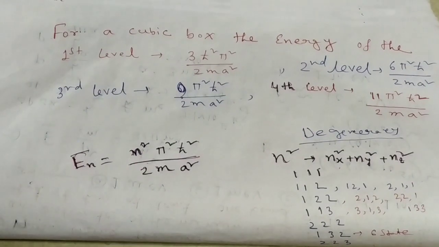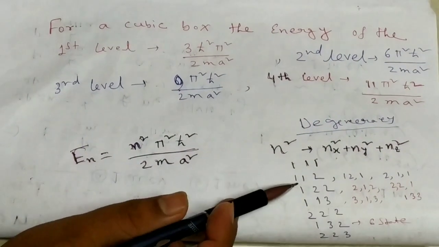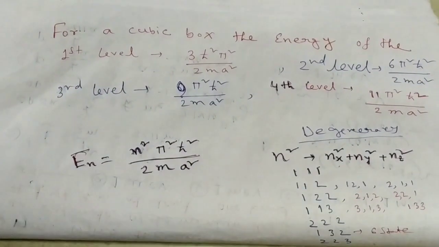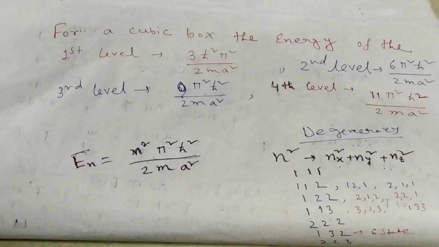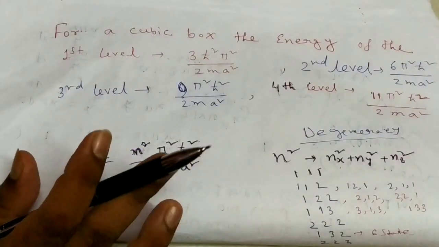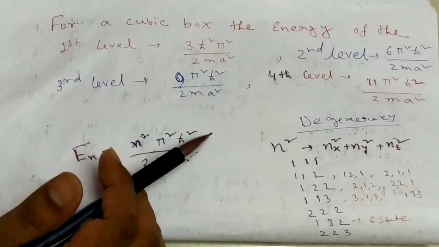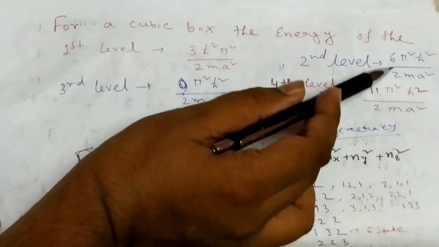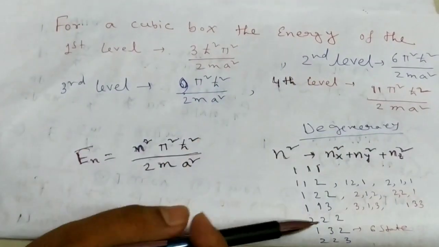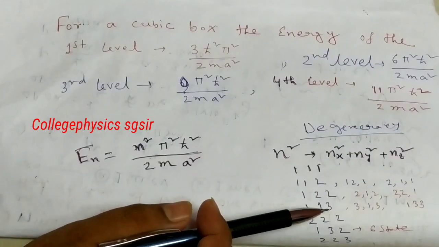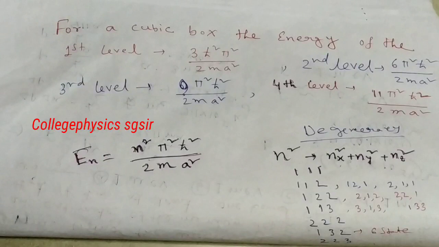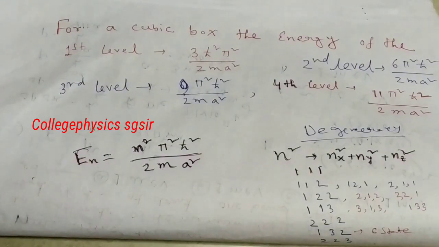Now if the quantum numbers are 2 1 1, 1 1 2, 1 2 1, then the sum of squares is 1 square plus 1 square plus 2 square equal to 6. So we get the second level energy 6 pi square h cut square by 2m l square, and here the degeneracy in this level is 1 1 1, means 3. So the second level is a 3 degeneracy level.